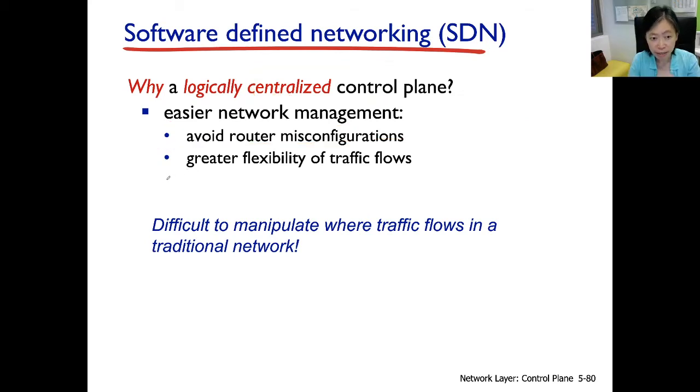The second reason is this. In SDN, we have greater flexibility of traffic flows. Now, link state versus distance vector: link state is easier to manage, just like SDN's routing. But SDN's routing can do flexible traffic flow management while link state routing doesn't. Link state routing, as a routing protocol in the traditional network, makes it very hard to manipulate how the traffic flows in the network. Let me give you a couple of scenarios so you see how hard it is.